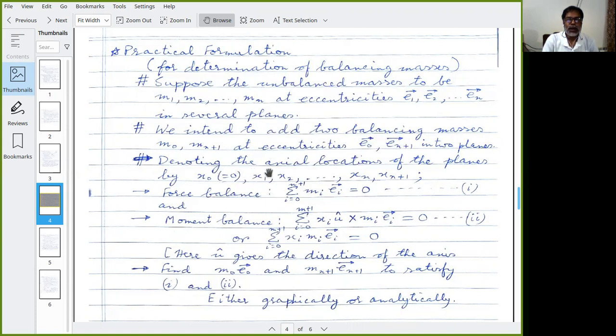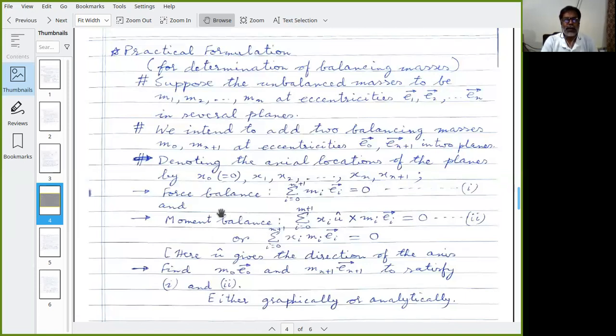Now we denote the axial locations of the planes by x0, x1, x2, etc., up to xn plus 1. Now this x0 we take as 0, that is, we start the reckoning from the plane where we are putting this mass M0. Now what will be the force balance? Force balance will be this, that is, all of the forces from 0 to n plus 1. So this will basically mean this thing into omega square, which is common. All that has to balance.